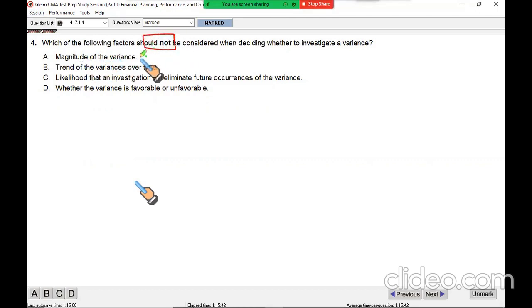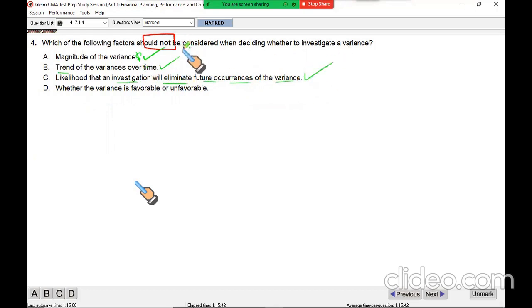Magnitude of the variance. What is the dollar amount? Small or big? It should be considered. Trend of the variance, whether it is increasing over time or decreasing, should be seen. Possibility or likelihood that an investigation will eliminate future occurrences of the variance. If you think this variance can be controlled in the future, then you should spend some money, otherwise not. So A, B, and C will be considered.